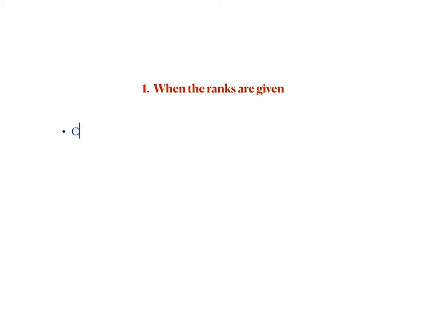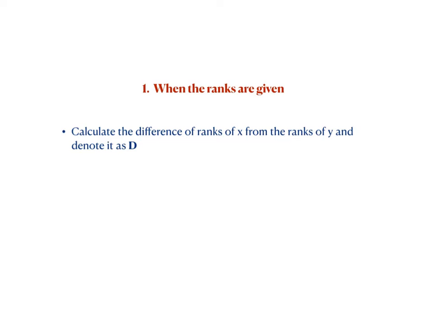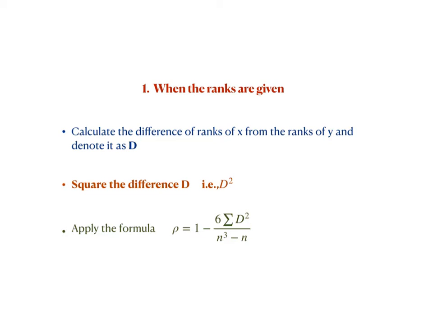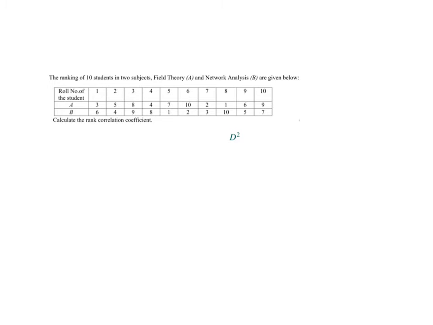Let us see the procedure when the ranks are given. Firstly, we have to calculate the difference between two groups of ranks, X group and Y group, and denote it as capital D. Next, we square the difference, that is D square. Next, we apply the standard formula to find the rank correlation coefficient, rho. Rho stands for rank correlation coefficient: rho = 1 minus 6 summation D square divided by N cube minus N, where N is the number of entries. So we'll solve one problem now.